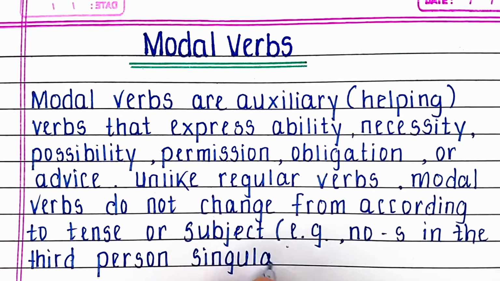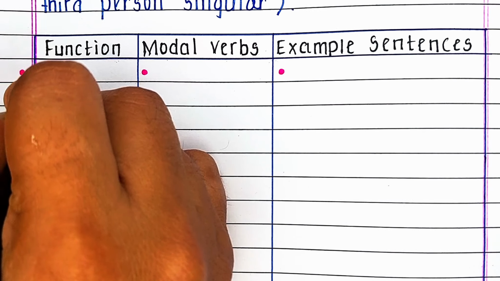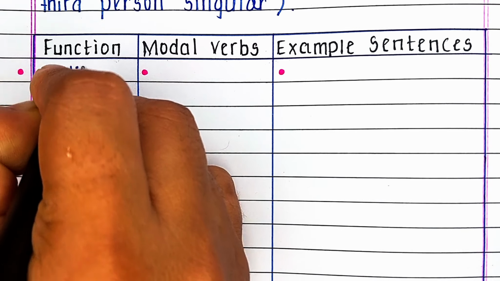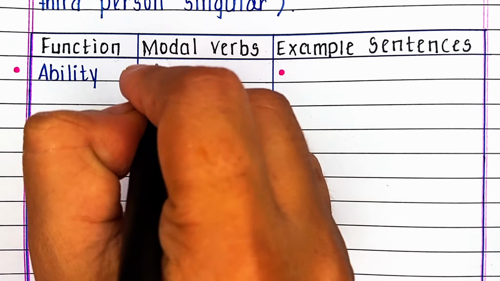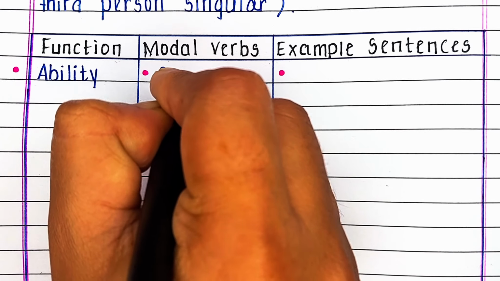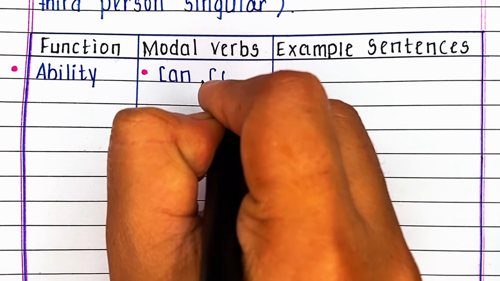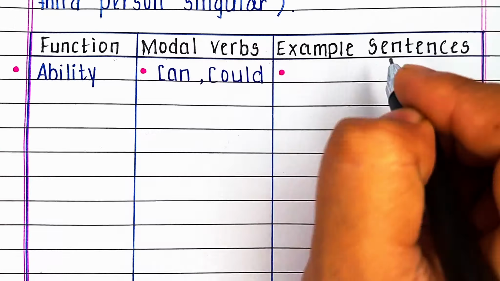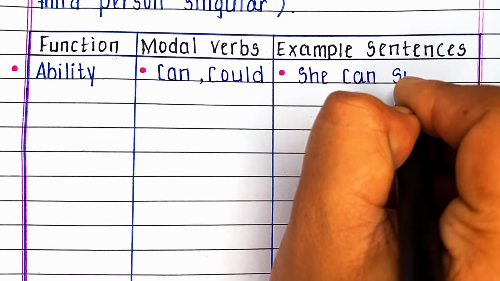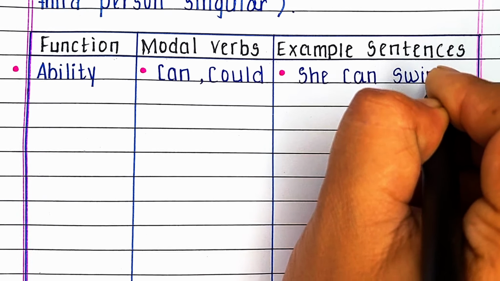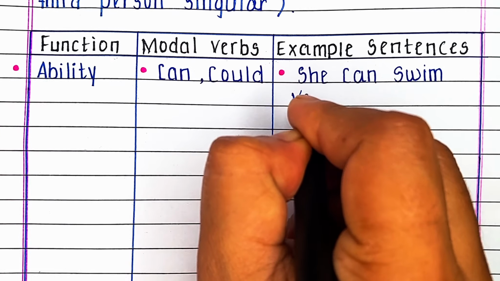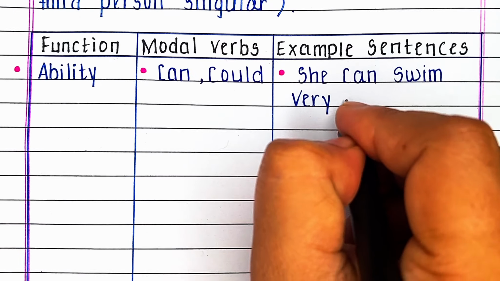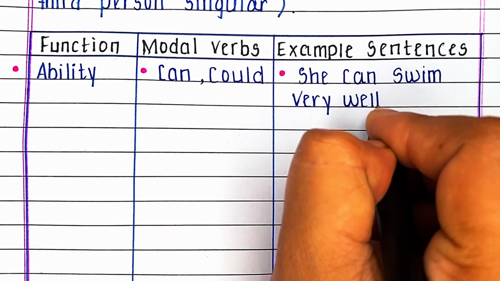Now, let's understand about them a bit more with the help of examples. In the next table, I'll divide into three columns: function, the modal verbs, and the example sentences. So first function is ability. The modal verbs could be can and could. First, let's go with can. Example, she can swim very well.